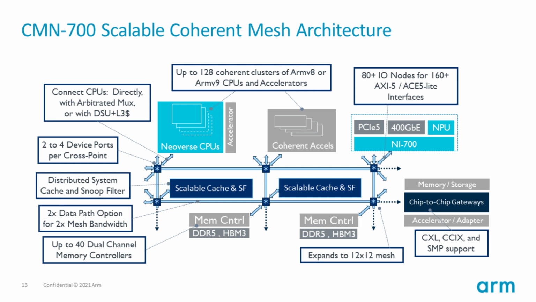There are many parameters that define the highly scalable interconnect, capable of expanding to a 12 by 12 mesh topology, enabling up to 128 coherent clusters of Arm v8 or Arm v9 CPUs and accelerators, over 80 I/O nodes for over 160 AXI and ACE interfaces, and up to 40 dual channel memory controllers. There are also a number of microarchitectural features that can be defined to trade off power, performance, and area, including data width, coherency domains, SLC partitions, and more.